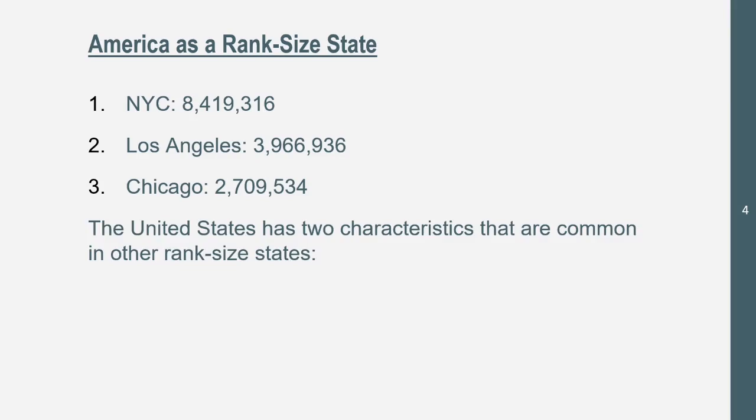So in the United States, they have 2 common characteristics with other rank size states. What do you think these characteristics are? Well, the first characteristic is that it is a federal government. Typically, states that follow the rank size rule are federal governments. And the second one is that it's a developed country. So LDCs, especially Sub-Saharan Africa, are not going to typically follow the rank size rule. So that's something to know.